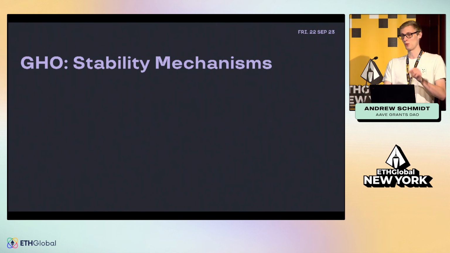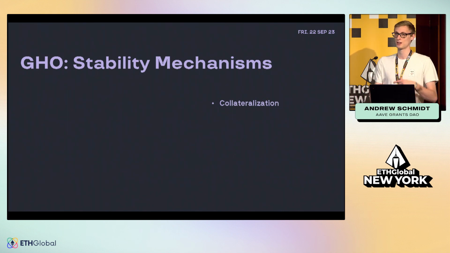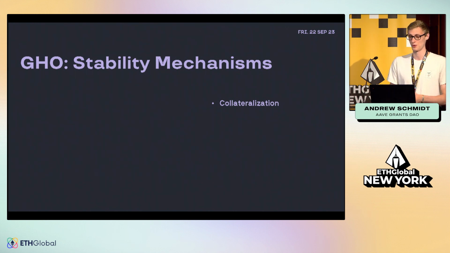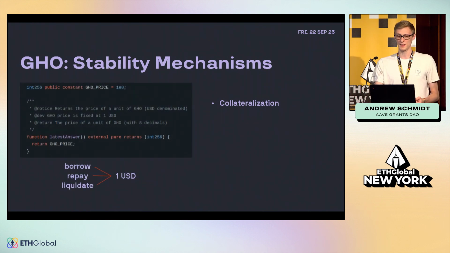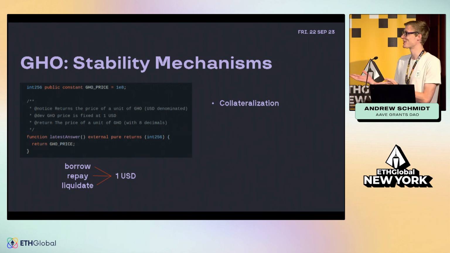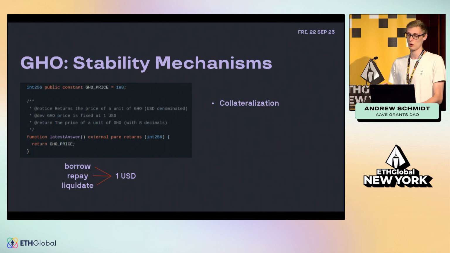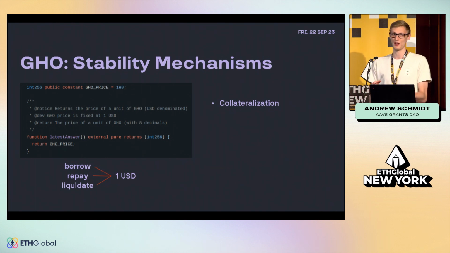And really this kind of boils down into two separate categories. So the first category is collateralization. How does the Aave DAO actually enforce that Go is collateralized? Or how does the Aave DAO decide when an address is able to mint or burn Go? And this is really based on a very simple mechanism. So I actually pasted the contract code directly here. And that is that within the Aave protocol, the price of Go is fixed to $1.